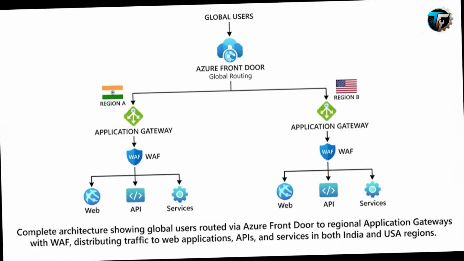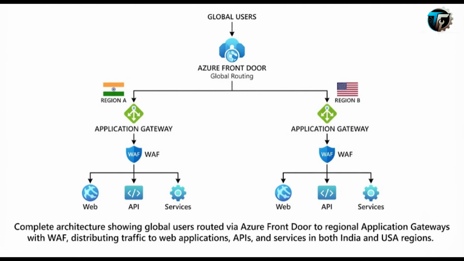Now we can combine everything. Global users enter through Front Door. Front Door handles global application delivery and routing. Each region has its own application gateway. WAF provides web application protection. Application Gateway performs regional HTTP routing. Behind it are our web applications, APIs, and services. This is how individual Azure services become a complete architecture.